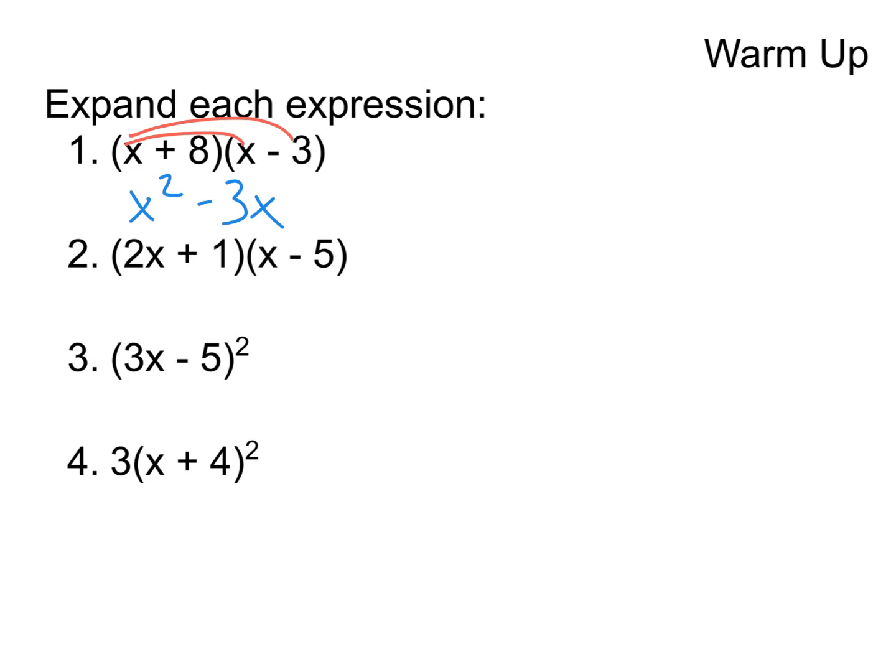Then I do the same thing with the 8. So 8 times x, so that gives me a plus 8x because it's positive. And then we do the 8 times the minus 3. 8 times a negative 3 is a negative 24, so it's minus 24.